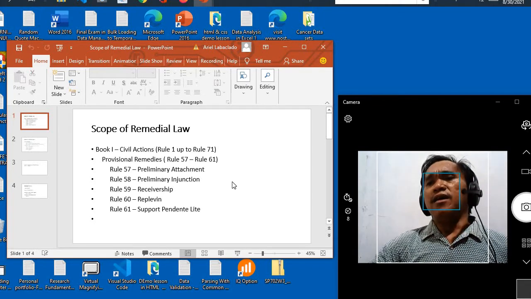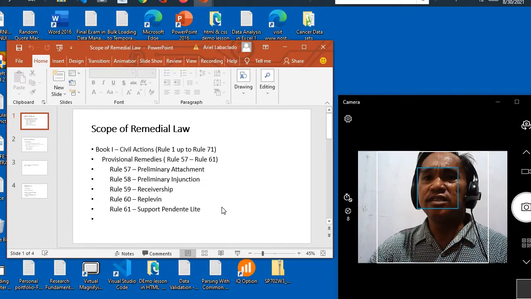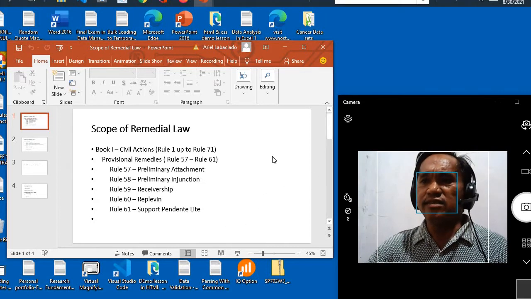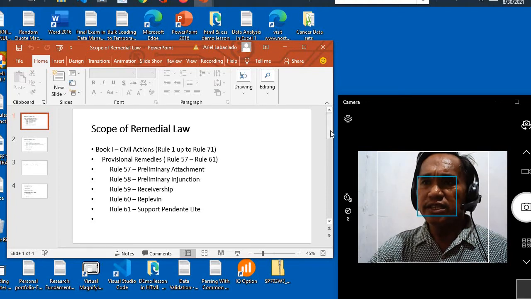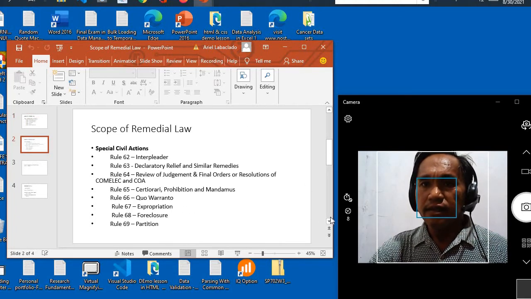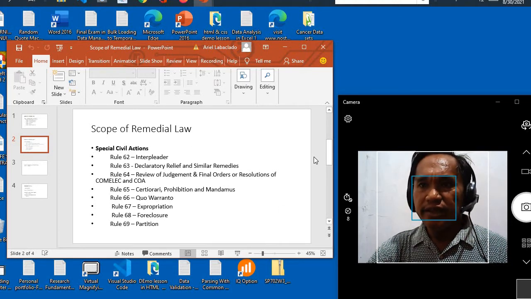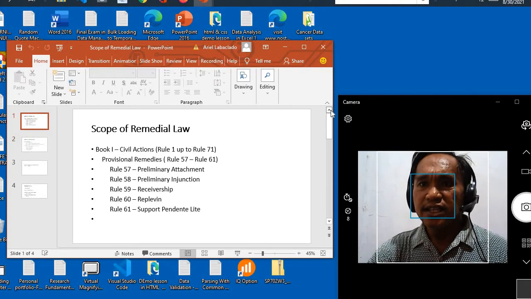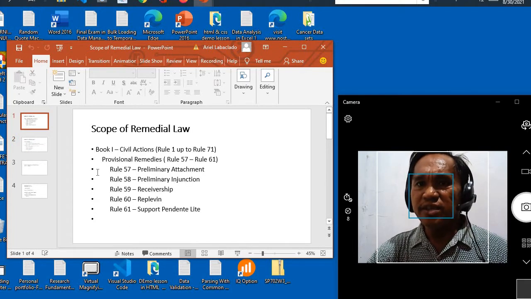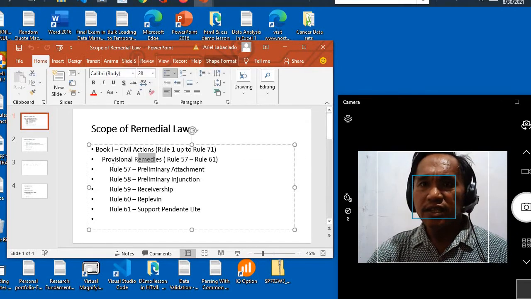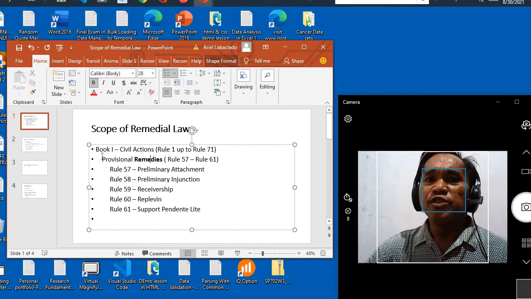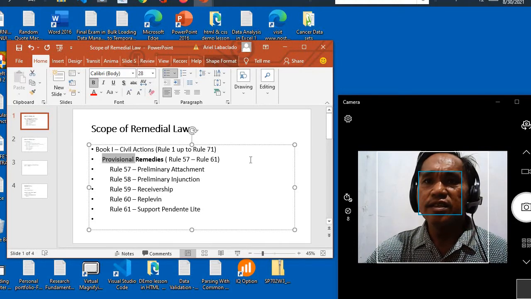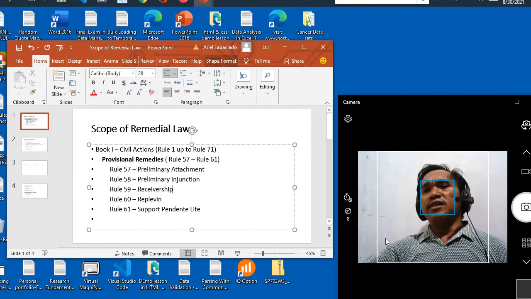We will expound more on these provisional remedies. What are these provisional remedies, and when can you avail of those remedies? These are the provisional remedies, Rule 57 to Rule 61.